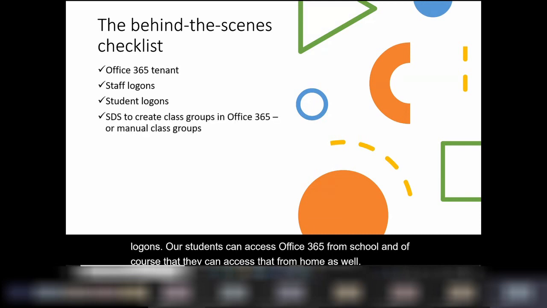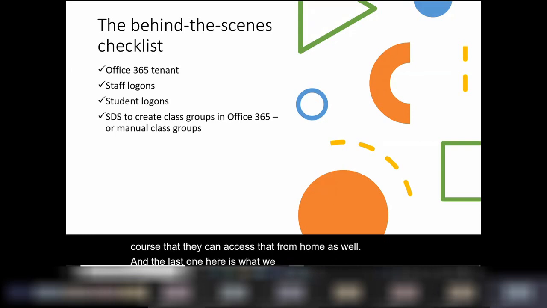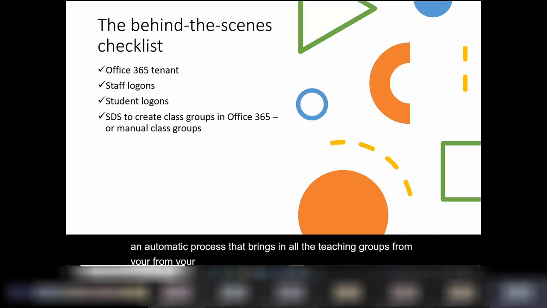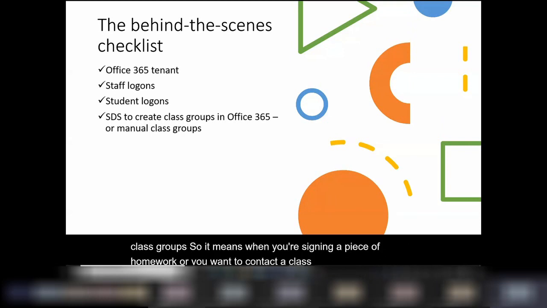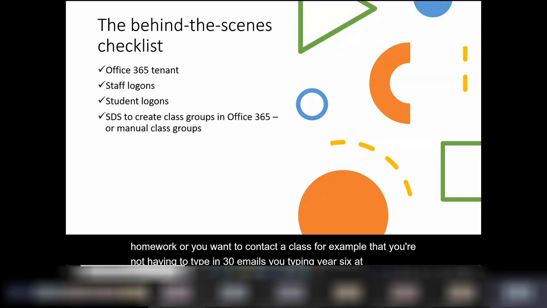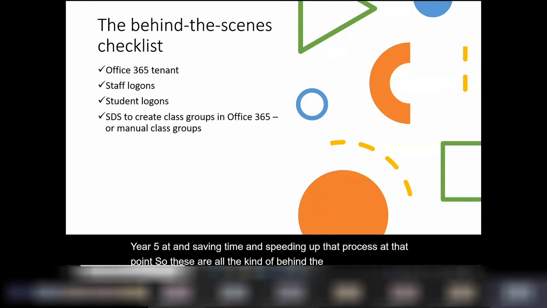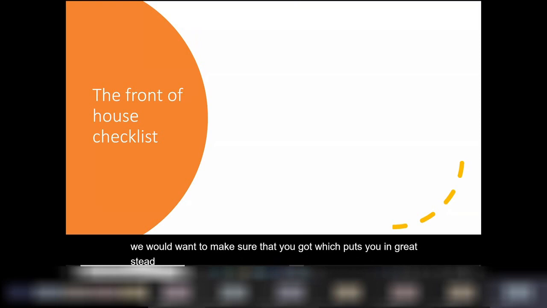And then the last one here is what we call school data sync, which is an automatic process that brings in all the teaching groups from your MIS, or alternatively that we've created these manual class groups. So it means when you're assigning a piece of homework or you want to contact a class, for example, you're not having to type in 30 emails, you're actually typing year 6 at or year 5 at, saving time and speeding up that process. So these are all the behind the scenes checklists that we would want to make sure that you've got, which puts you in good stead for using Office 365.